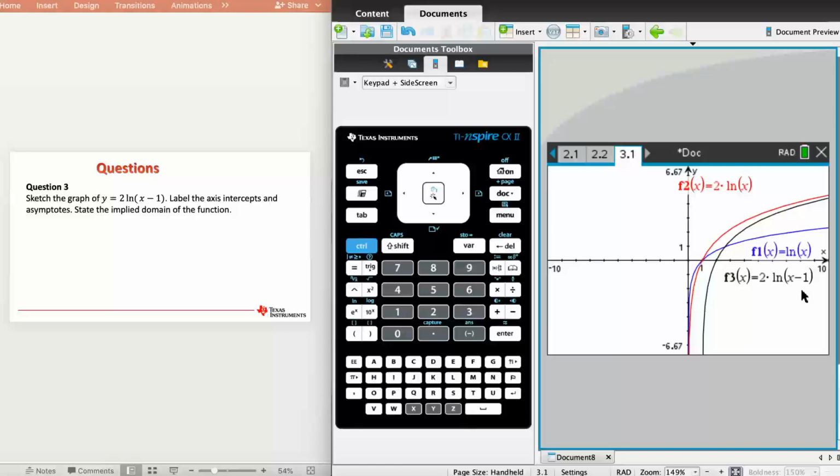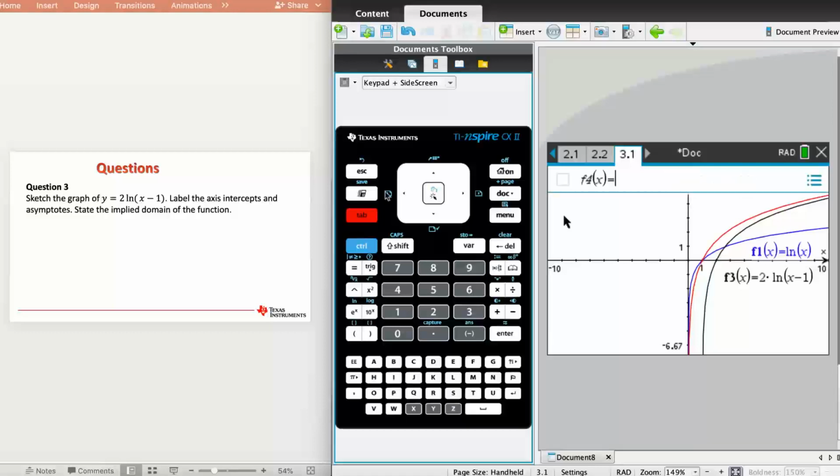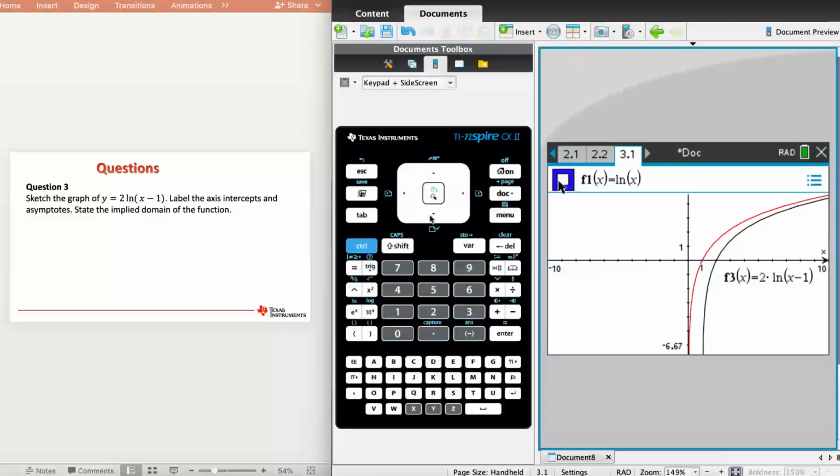We want to explore the black graph, so I'm going to switch off the other graphs, tab and up arrow. By deselecting the graph, we can switch off the other graphs. So now I'm looking just at the graph that I need to be investigating. I need to label the x-intercepts and the asymptotes.